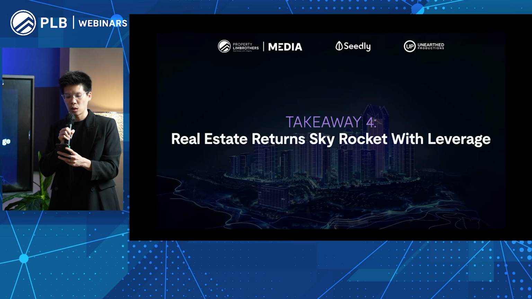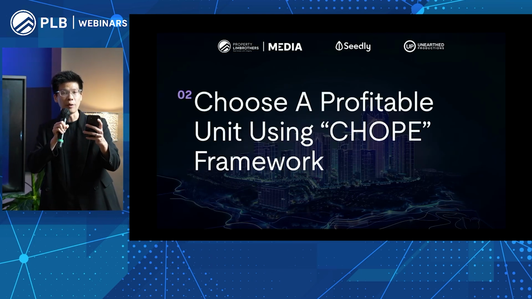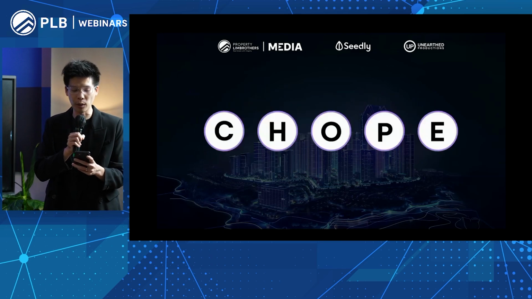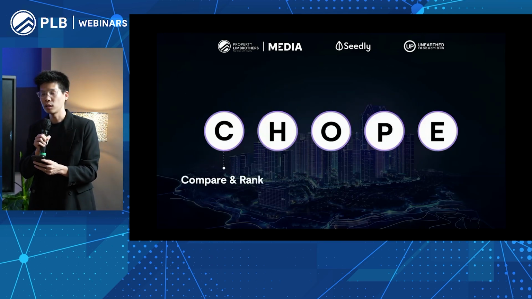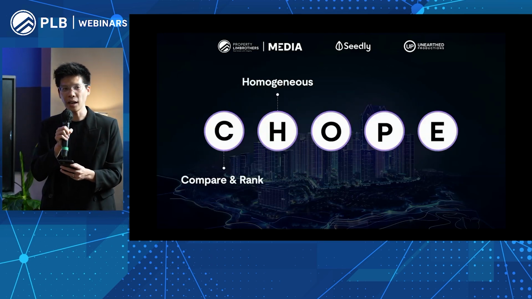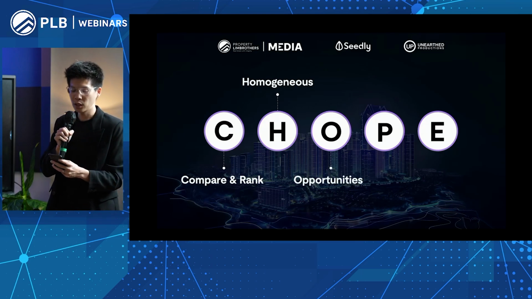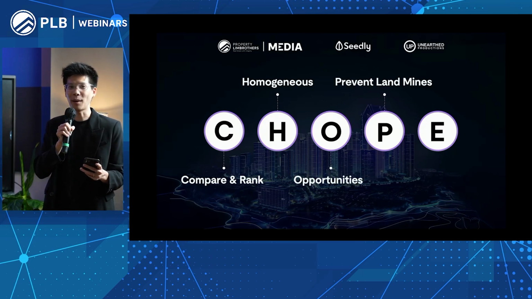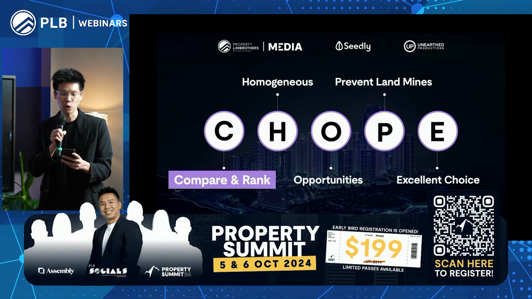So what we want to do is to have a very systematic framework to choose the correct stack, and we are using the CHOPE framework today. So what does it stand for? C is for compare and rank, H is for homogeneous, O is for opportunities, P is for prevent landmines, and E is to have an excellent choice.